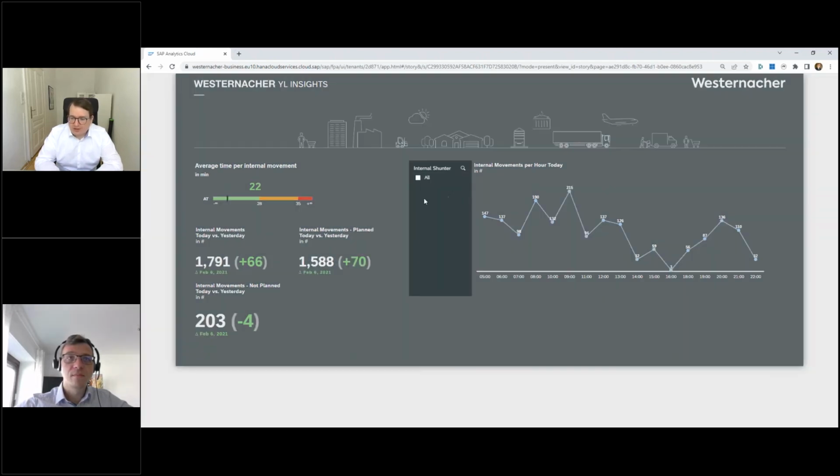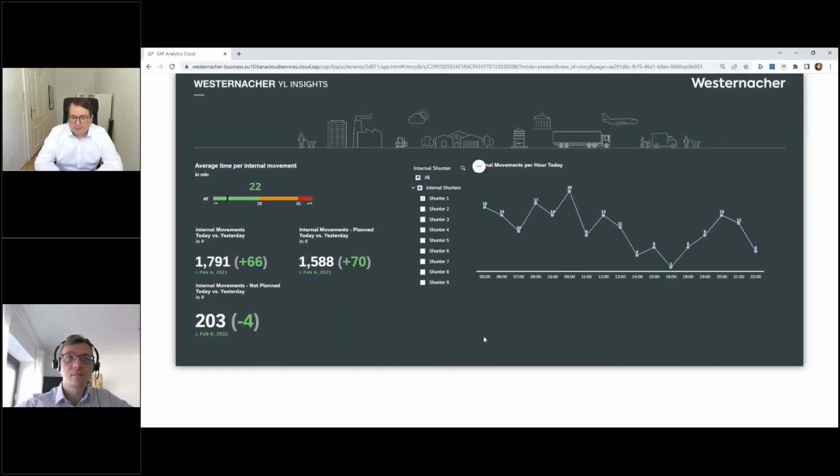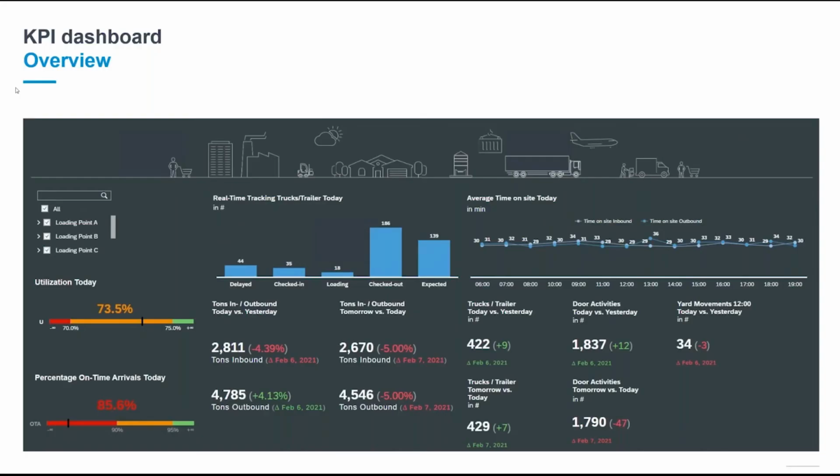This could also be used to monitor certain crews in the yard or certain staff crews, for example. Just to see what the performance is, or where we have deviations from the planned values for the day, or the planned operations for the day. This was a quick example of how it looks in the system.